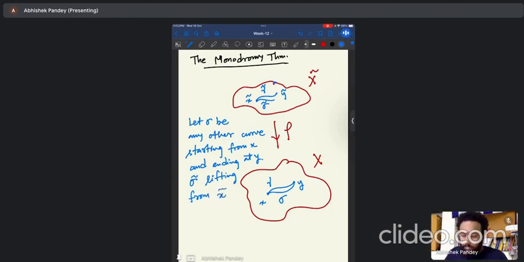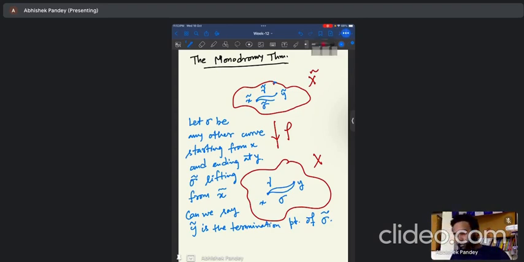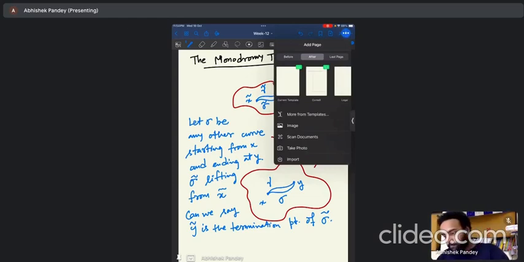What can we say about the termination point of this sigma tilde? So is it y tilde, and when will it be y tilde? So can we say y tilde is the termination point of this one also? This is not always true, but the monodromy theorem gives the answer to this one. So let me state the monodromy theorem.